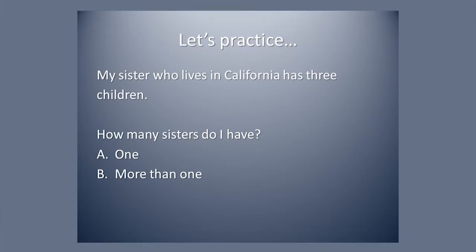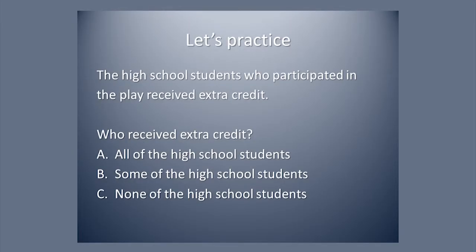The correct answer is B, more than one. This is an identifying adjective clause. The adjective clause is necessary to identify which sister. If there had been commas in the sentence, my sister, comma, who lives in California, comma, has 3 children, then that would indicate that I only have one sister. Again, for this practice, pause the video while you read the question and choose the correct answer.